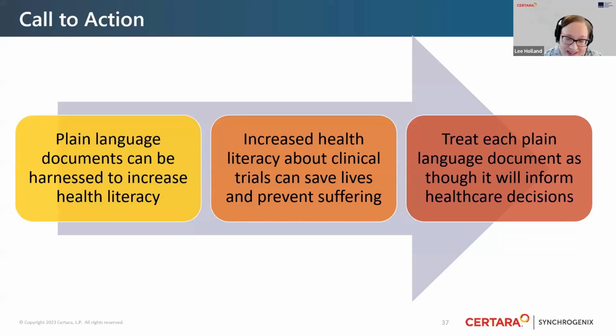So my challenge to all of you is to treat each plain language document as though it will inform somebody's healthcare decision. Now, plain language summaries come out after a clinical trial is over. They can't be promotional. You can't say, hey, talk to your doctor about our newly approved drug. However, they can provide important background education about clinical trials and how clinical trials are done. So it might help somebody decide whether or not they want to take part in a clinical trial.